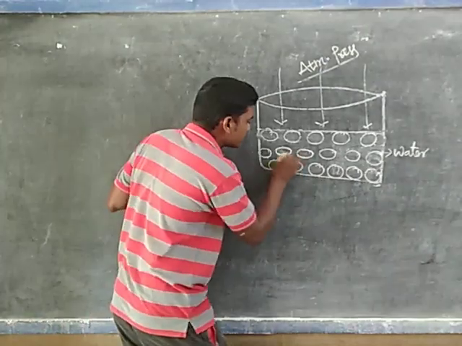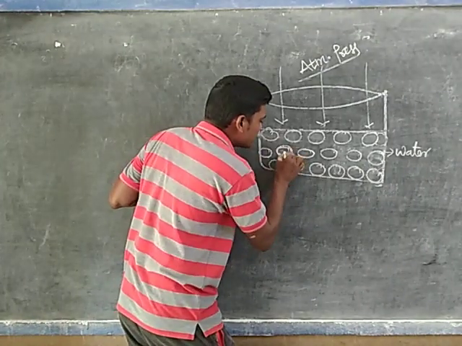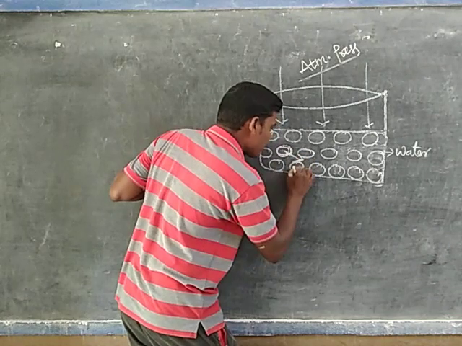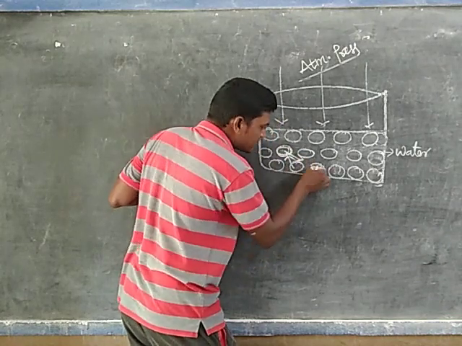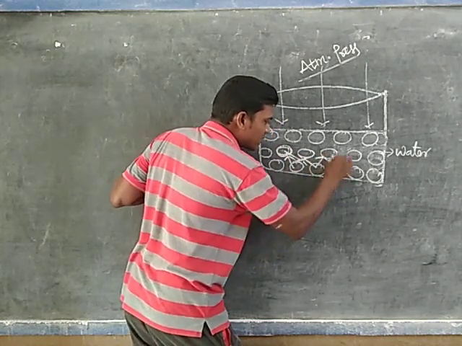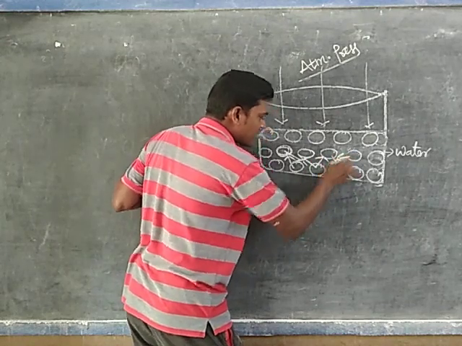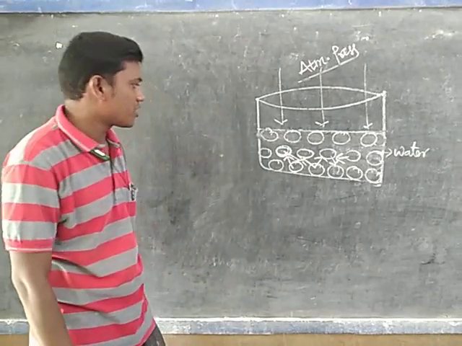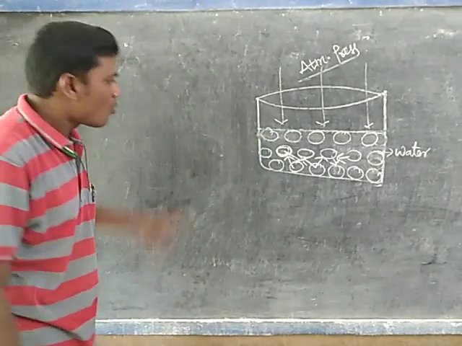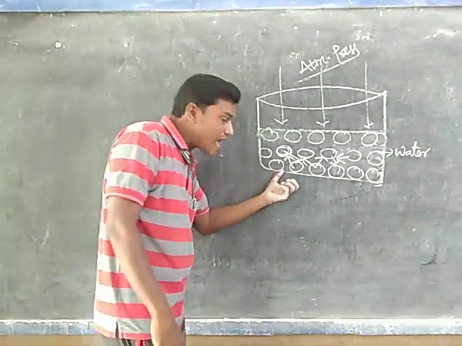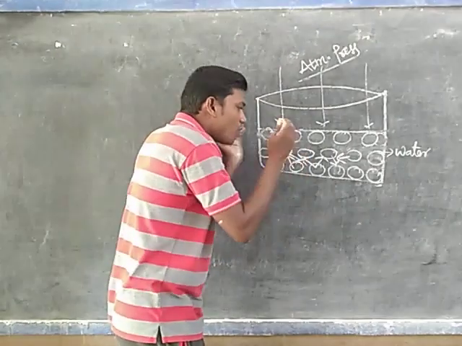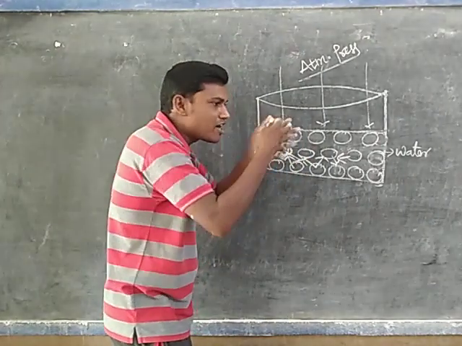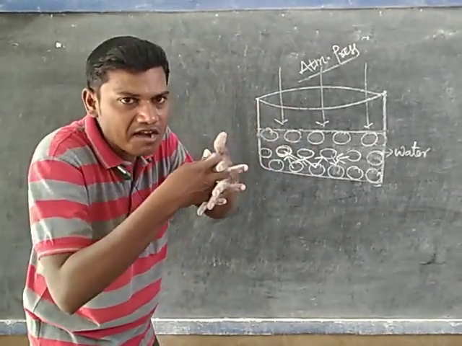For example, this molecule is going like this, this molecule is going like this, this one like this. Any direction, not only one particular way. So due to the different motion of the molecules, or due to the random directions, what will happen? One molecule and another molecule continuously collide with each other.